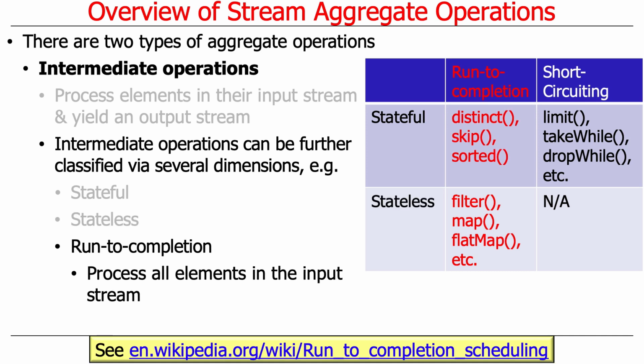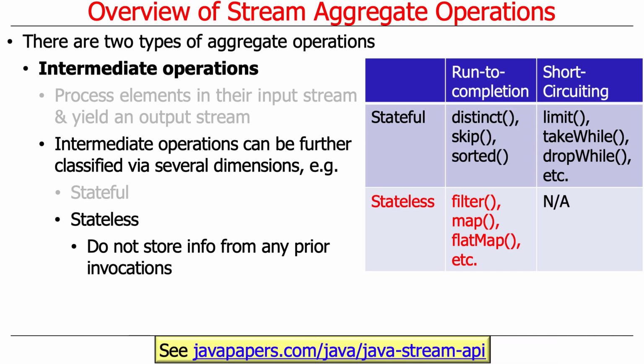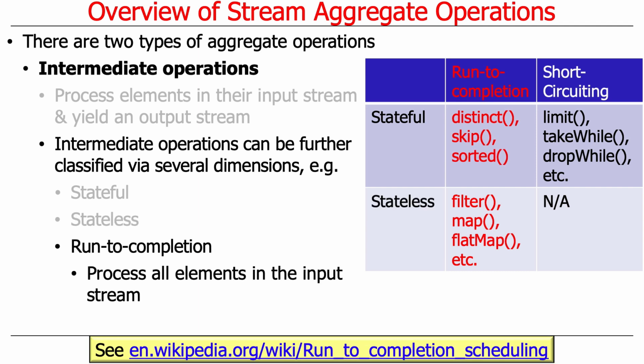Then another dimension, so stateful and stateless are kind of the rows, and then the columns would be run to completion and short-circuiting. Run to completion, which hopefully makes intuitive sense, says take every element and process them until you're done. So it runs them all until they're finished.